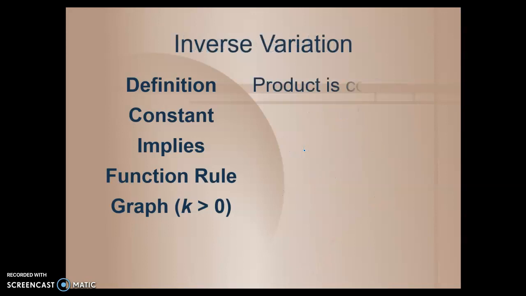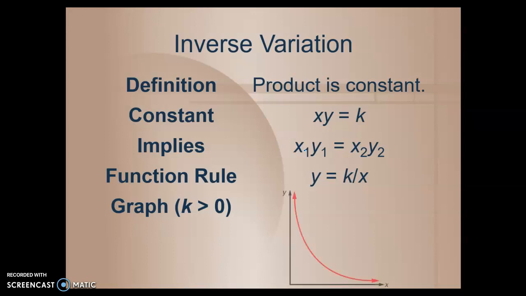In inverse variations, our product is what's constant. We can find the constant by multiplying x times y, which implies that x times y equals x sub 2 times y sub 2. Our function rule is y equals k divided by x, and our graph is curved and does not start at the origin.